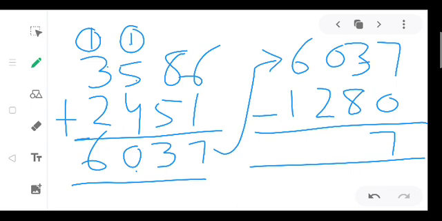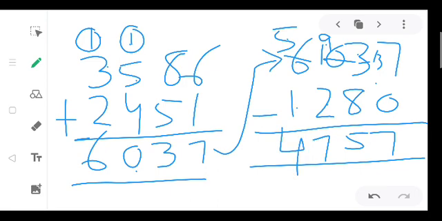7, again borrow, it will become 13. 13 minus 8, 5. Here it was 0. 0 can't give borrow, so you have taken borrow from 1000. Here it becomes 10 and 10 has given borrow to this 3, so now it remains 9. 9 minus 2, 7. 5 minus 1, 4.